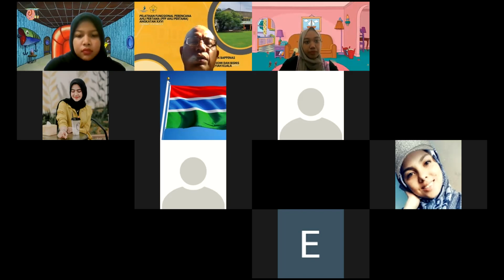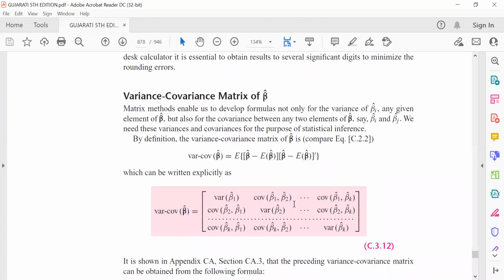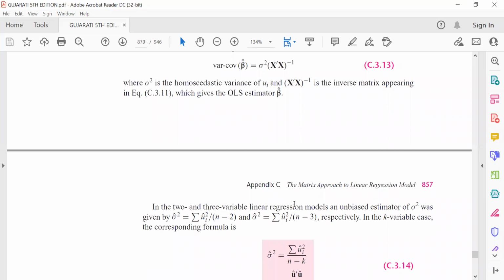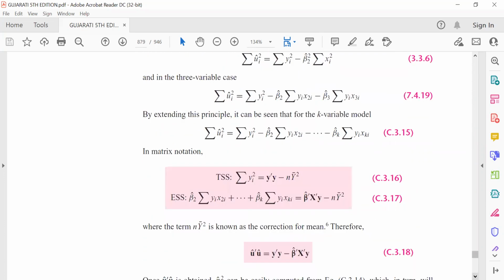Now we continue with this one. We have to calculate the variance covariance of beta. The variance covariance of beta is sigma square multiplied by x prime x inverse. We have already x prime x inverse. Now we calculate sigma square. Sigma square is y prime y minus beta prime x prime y from here.